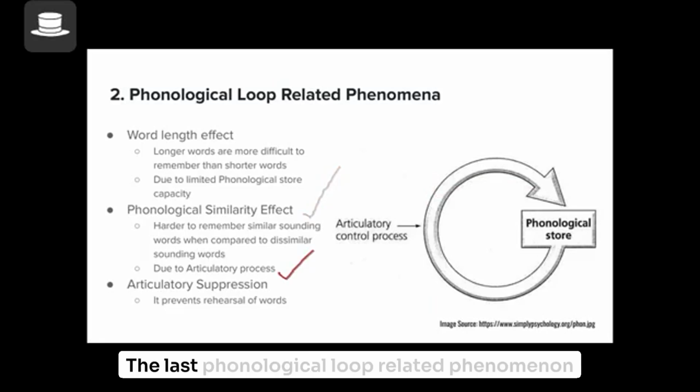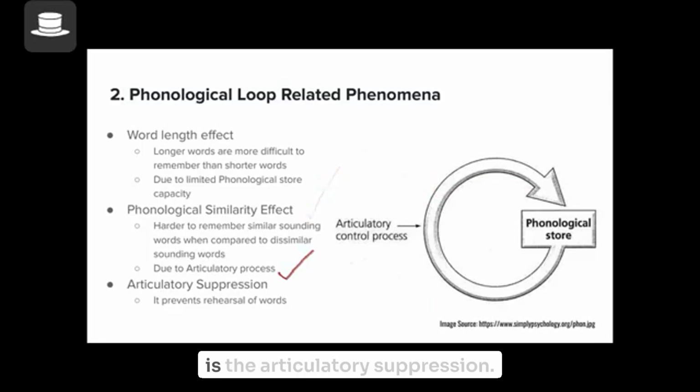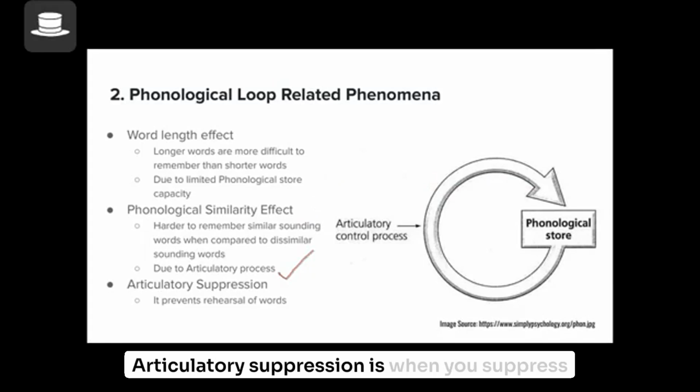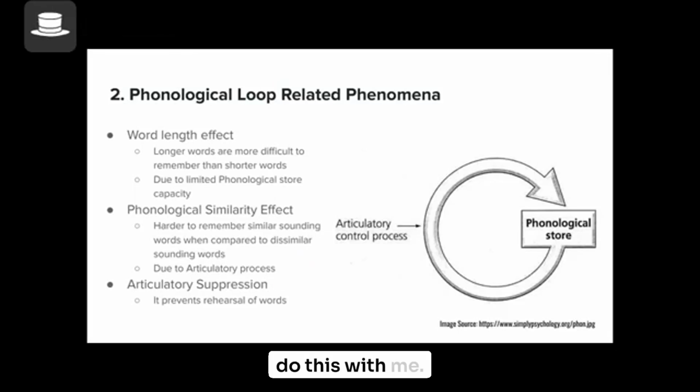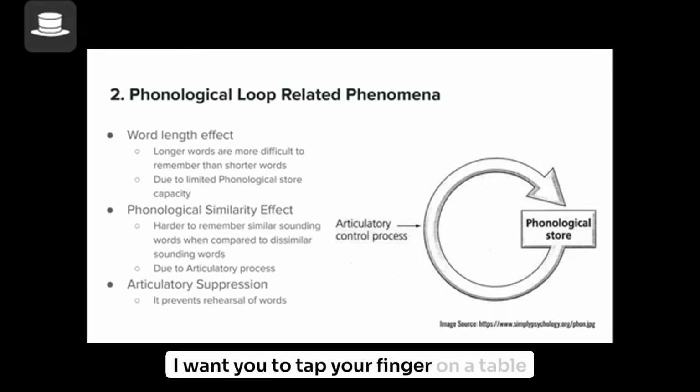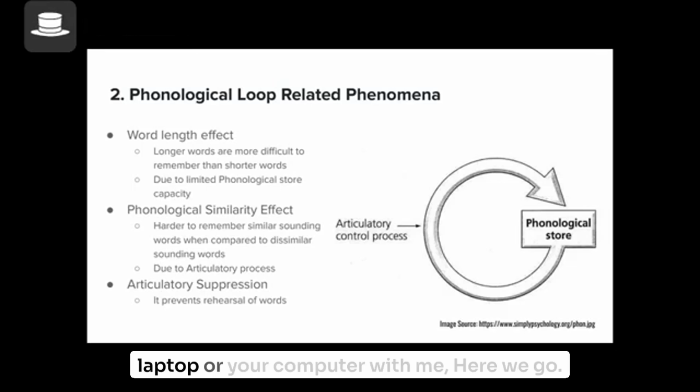The last phonological loop related phenomenon is articulatory suppression. Articulatory suppression is when you suppress or prevent rehearsal of words. Let's do this. Do this with me. I want you to tap your finger on a table, laptop, or your computer with me.